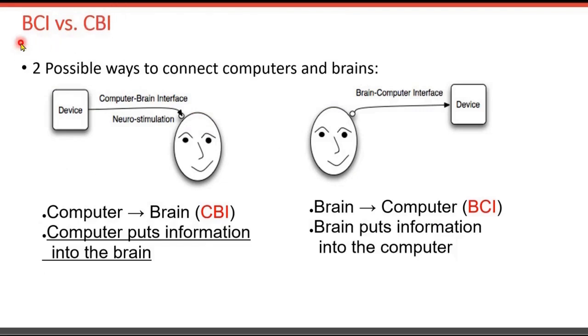In brain-computer interface, we have the human brain connected to an external device, and the communication goes in one direction, from the brain to the outside device. So the brain puts information into a computer or some other device. In the CBI case, the computer-brain interface case, we have an external device, which can be a computer, that is putting information into your brain. So there are two possible ways.